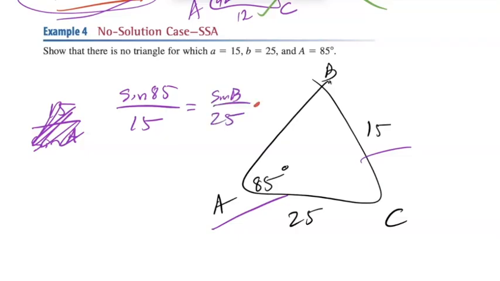Get rid of the 25, times both sides by 25. We're going to put that into our calculator. We'll figure out what sine of B equals, and that's going to be 1.66. Make sure my calculator here.